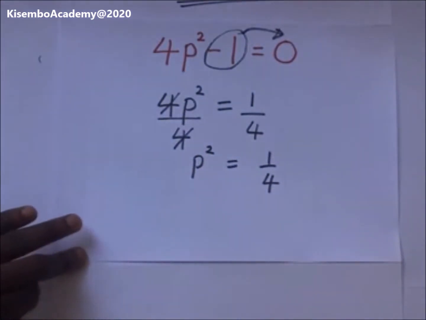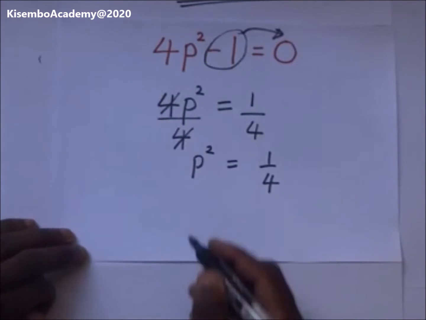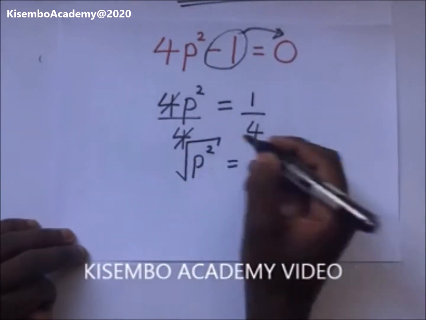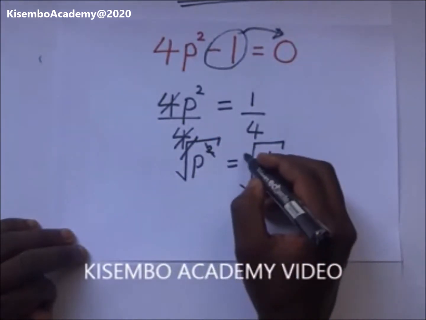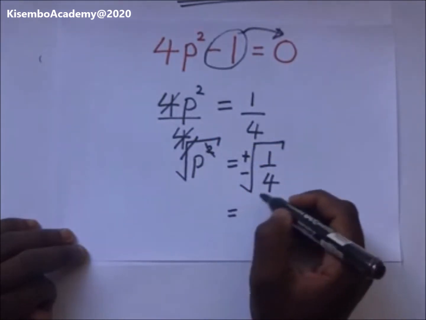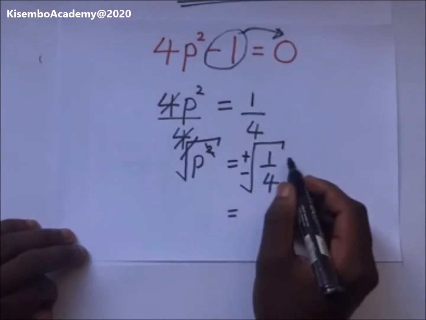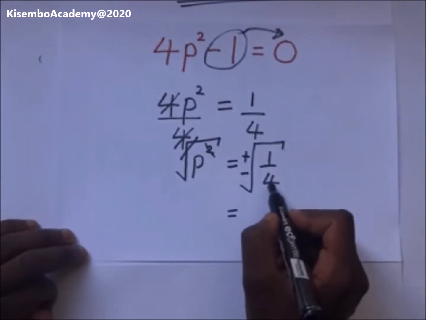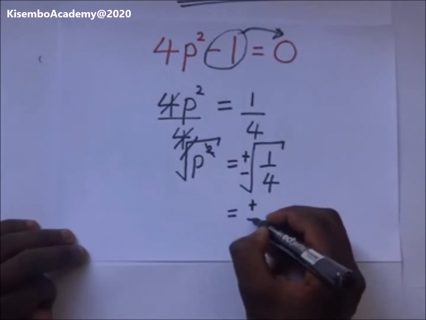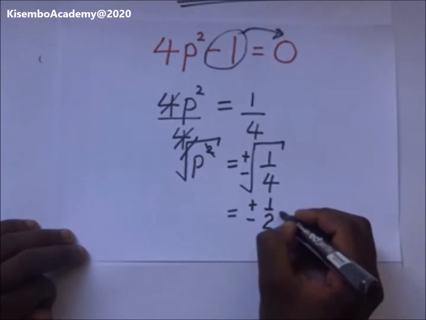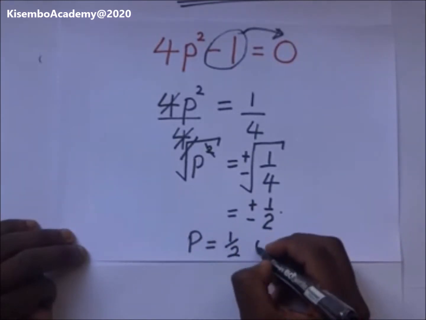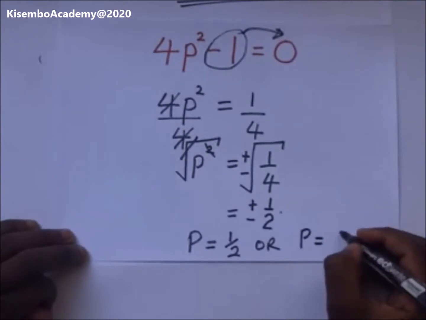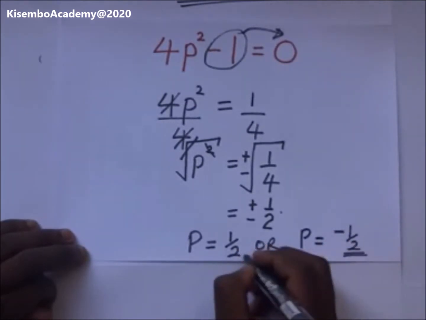But we are not interested in p squared, we are interested in the value of p. So to remain with p here means we are supposed to find the square root on both sides. And of course here the square root of a quarter is either positive or negative. The square root of 1 is 1, because 1 times 1 is 1. The square root of 4 is 2. So we are going to have either positive or negative a half. So p is either a half or p is negative a half. Those are the two values of p.